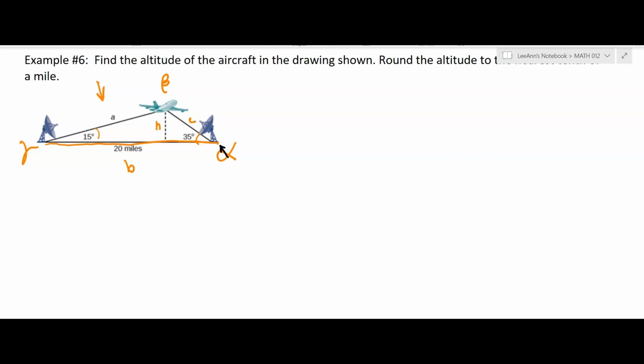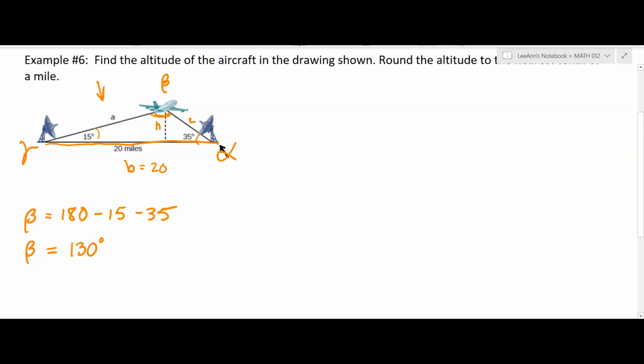Okay. So my problem is the only side I know is B. B is 20. And I don't know angle B. So I don't know this angle. But it's a triangle, right? So I can figure it out. So beta is going to equal 180 minus 15 minus 35. That's usually how I write it out, or I put it in a calculator. A lot of times there'll be decimal approximations. So it looks like I'm getting beta to be 130 degrees, okay?